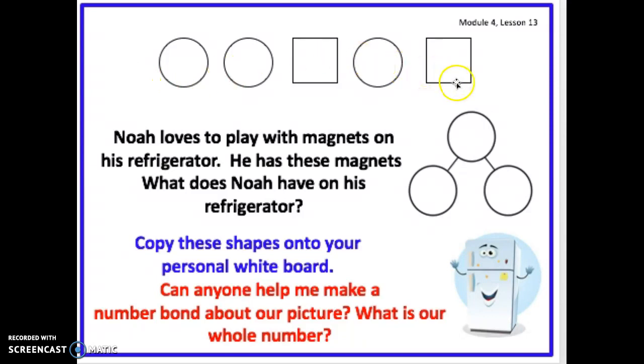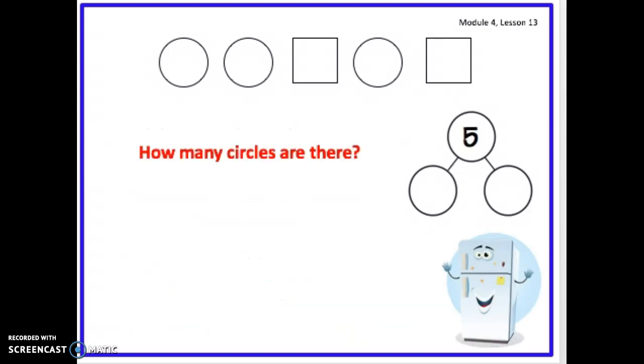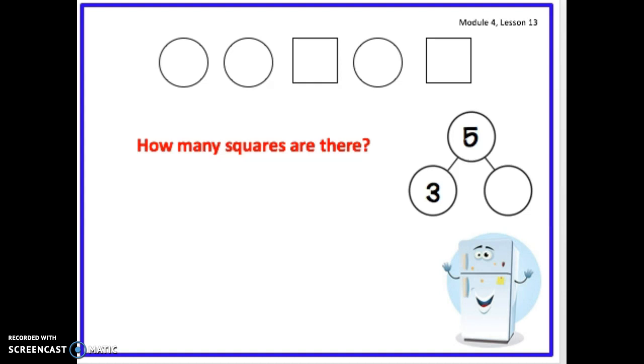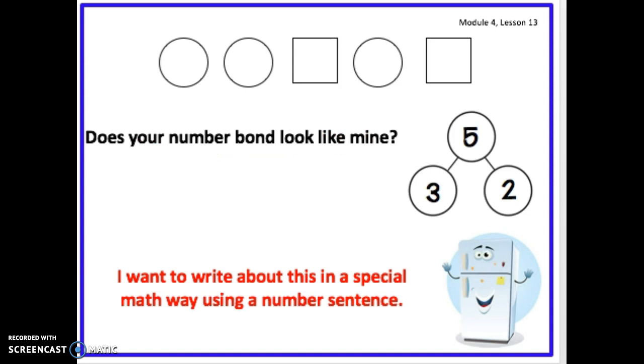Now that you have these shapes on your whiteboard, I need you to help me make a number bond to match it. What is our whole number? That's right, 5, because there are 5 shapes. How many circles are there? Yep, you're right again, there are 3. And how many squares? If you said 2, you're correct.